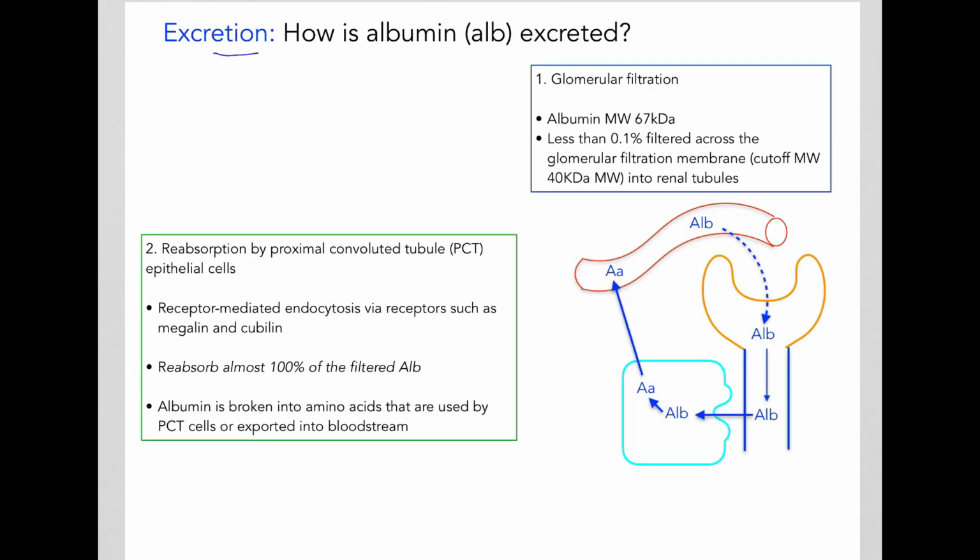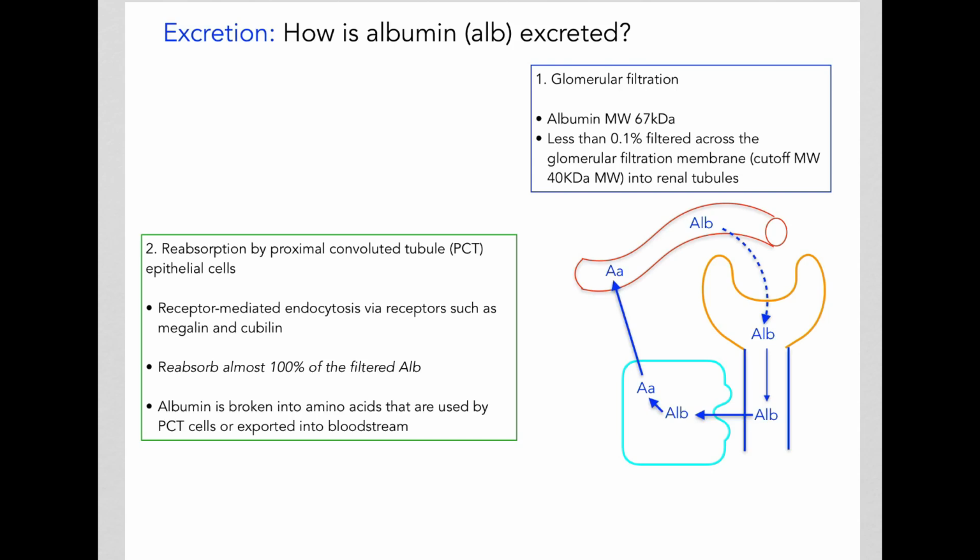What about excretion of albumin? Now, the molecular weight of albumin is about 67 kilodaltons. So the cutoff is 40 when we say a range of 30 to 60. So 67 is not too far from 60. So there is a little bit of albumin, less than 0.1% of the albumin, that is filtered into the tubules.